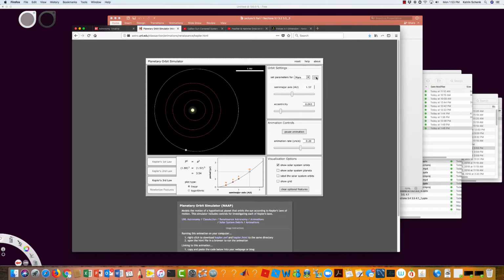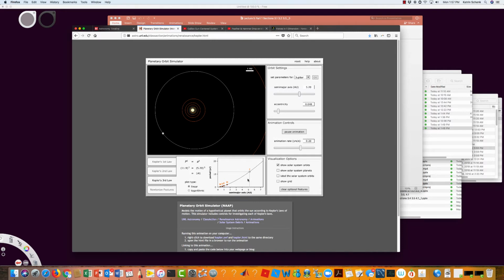Mars. Slower still, about 1.5 AU away from the sun, farther away than we are, and almost 2 years to go all the way around. Okay, now let's make the big jump out to Jupiter. There we go. Jupiter's slow, right? Yep, so Jupiter's period in years is 15 or so here, right? A little less than 15.